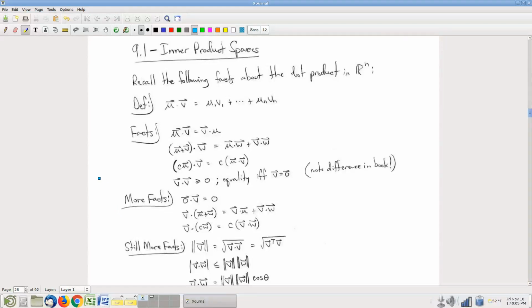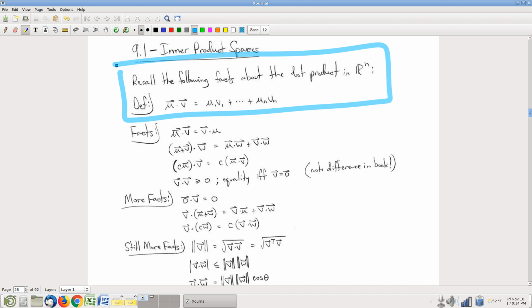Okay, so here's what we were talking about last time. We were talking about inner product spaces. And remember, the idea of an inner product space is it's all sort of modeled on Rn. Kind of like vector spaces were.